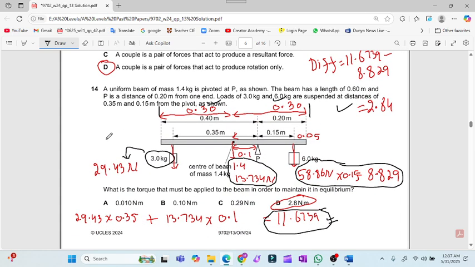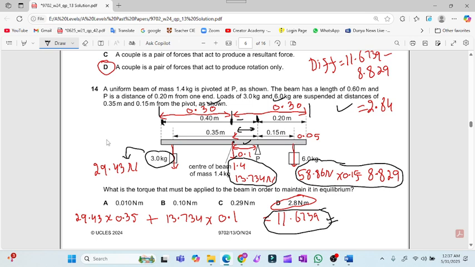Now question number 14, that is related with the principle of moments. The sum of clockwise moments is equal to the sum of anti-clockwise moments. The only thing required is that you have to calculate the distance of the center of gravity from the pivot, which is 0.1, because this is 0.3 and up till this point it is 0.4. So the leftover distance will be 0.1.